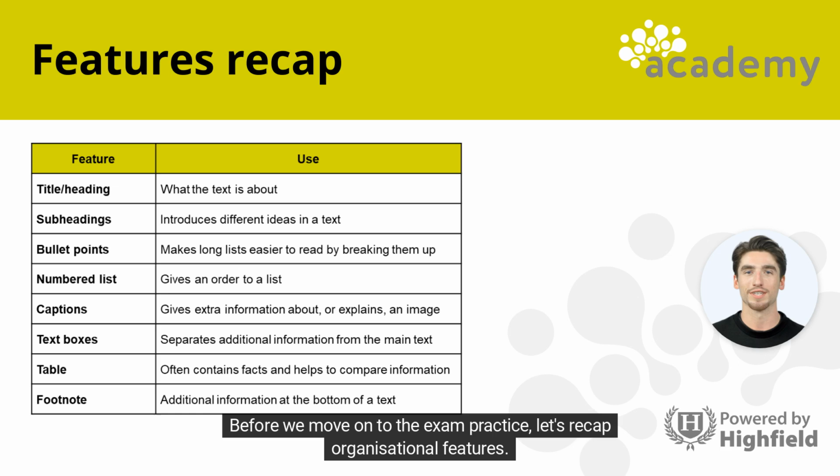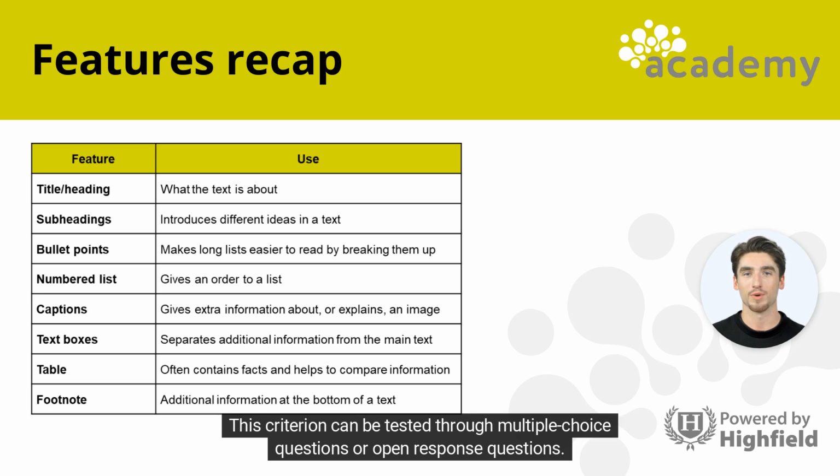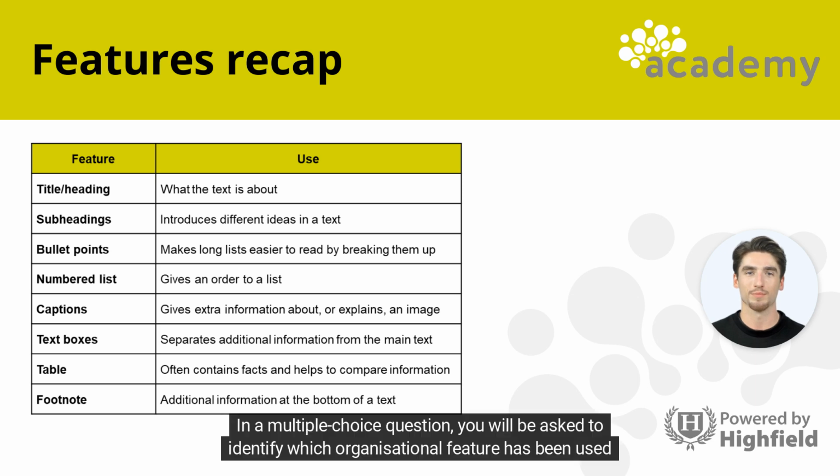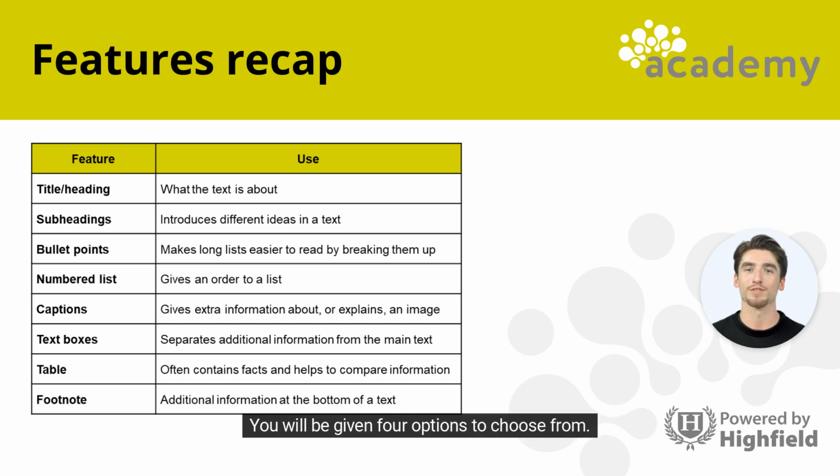Before we move on to the exam practice, let's recap organizational features. This criterion can be tested through multiple choice questions or open response questions. In a multiple choice question, you will be asked to identify which organizational feature has been used in the text. You will be given 4 options to choose from. Only one will be correct.